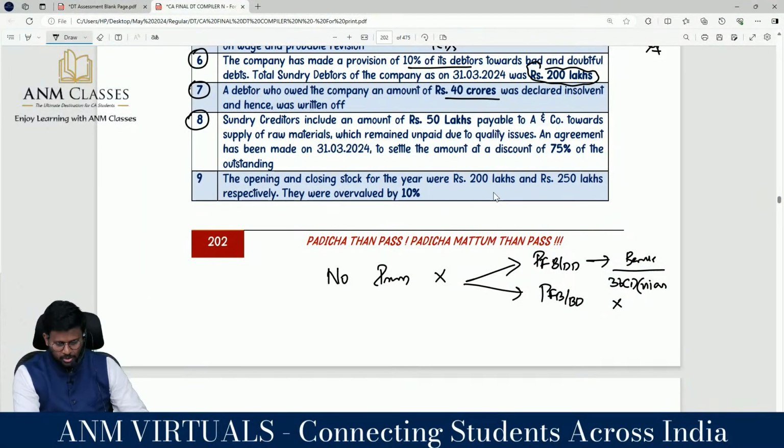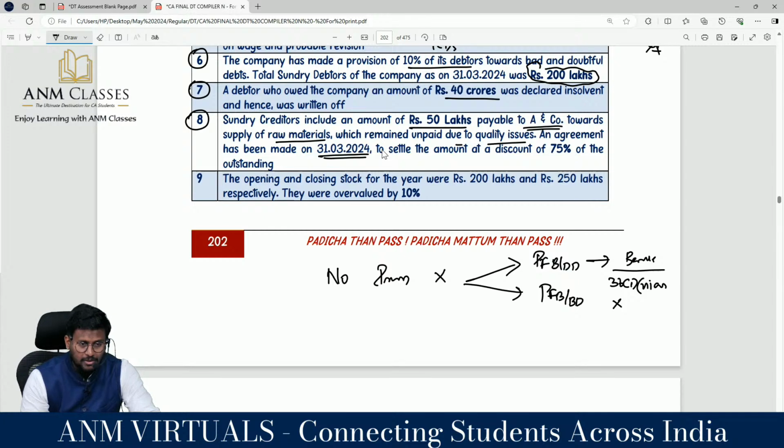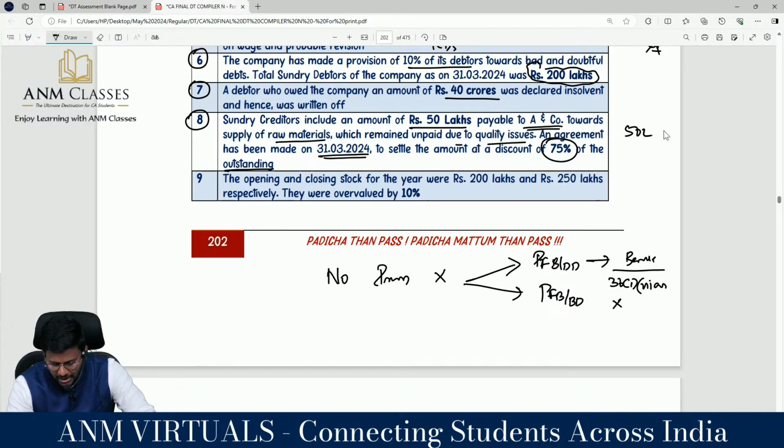Sundry creditors include. Sundry creditors னு கேட்டாலே 41 subsection 1 னு சொல்லிடு. ஓகேவா? Include rupees 50 lakh payable to A and Co towards supply of raw material which remain unpaid due to quality issue. An agreement has been made on 31/3/2024 to settle the amount at a discount of 75% of the outstanding. அப்போ total 50 lakhsல எவ்வளவுதான் நம்ம செட்டில் பண்ண போறோம்? அப்படினா 50 lakhs ஓட 75%, 37.5 lakhs, அப்படினா remaining 12.5 lakhs.